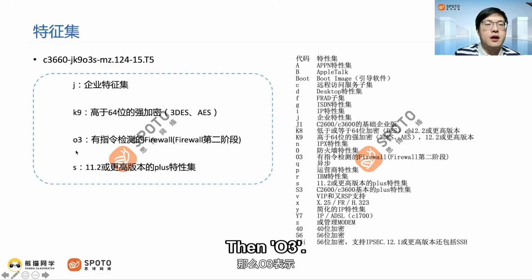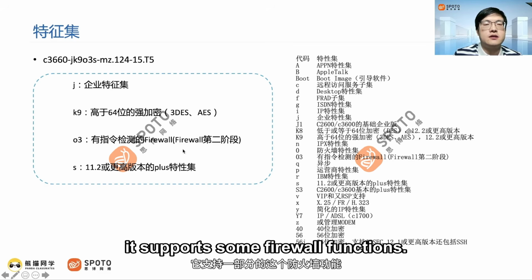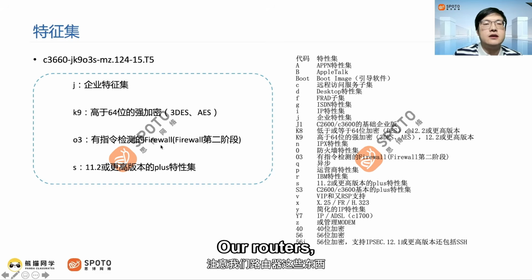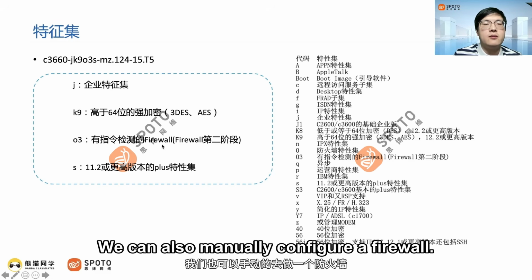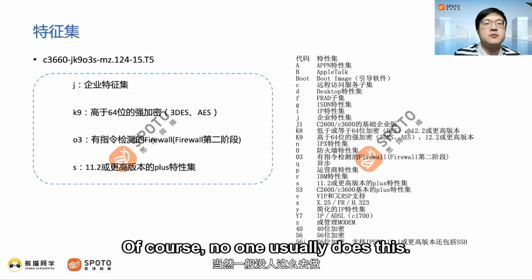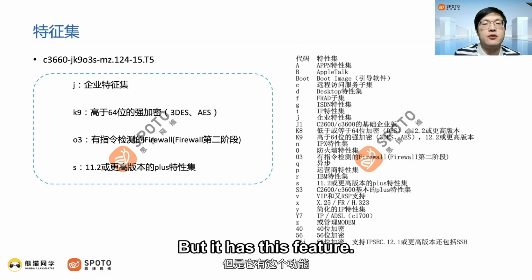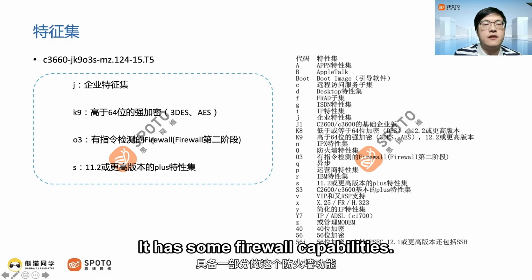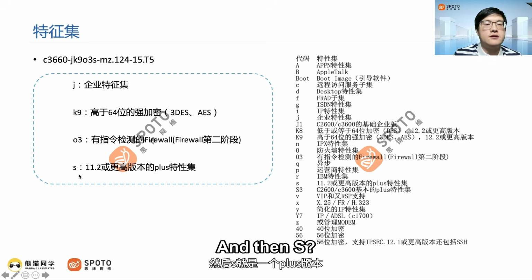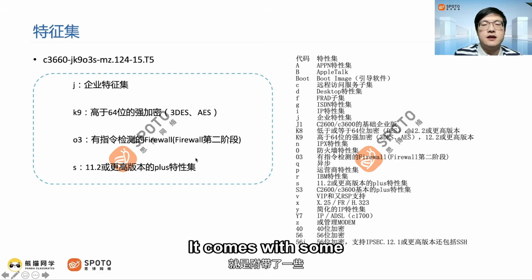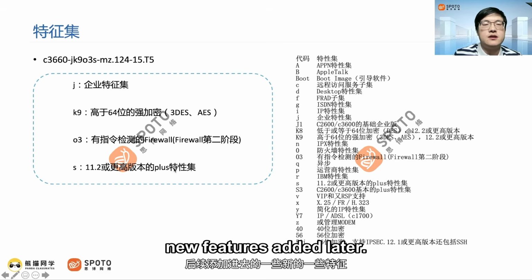Then O3. O3 indicates it supports some firewall functions. Pay attention, on our routers, we can also manually configure a firewall. Of course, no one usually does this. But it has this feature. It has some firewall capabilities. And then S? It's a plus version. It comes with some new features added later.